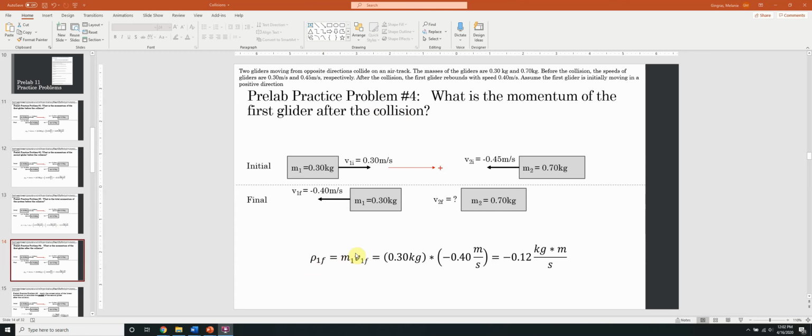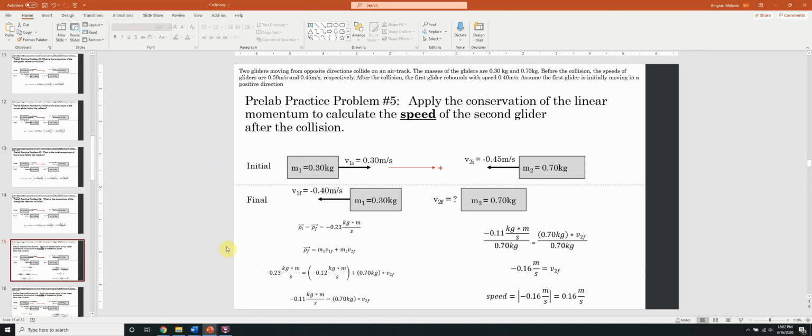So that's going to be m1 times v1 final. So that's 0.3 kilograms, mass 1 has not changed after the collision, times negative 0.4 meters per second. So we get that the momentum of the first glider after the collision is negative 0.12 kilogram meters per second. All right, number 5 is a little bit longer. Number 5 says apply the conservation of linear momentum to calculate the speed of the second glider after the collision.